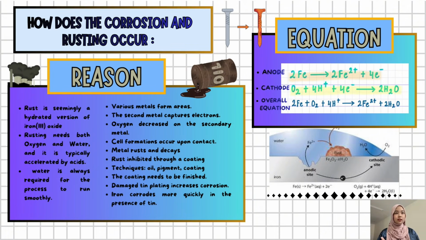When these metals come into contact, electrochemical cells are formed, causing the metal to corrode and decay. Rusting can be reduced by applying a protective coating such as oil, pigment, or paint, and the coating must be properly finished. However, if the coating or plating is damaged, corrosion can increase. Iron also corrodes more rapidly when it is in contact with tin. At the anode, iron loses electrons to form iron-2 ions. At the cathode, oxygen reacts with hydrogen ions and electrons to produce water. The overall reaction shows iron reacting with oxygen and hydrogen ions to form iron-2 ions and water.